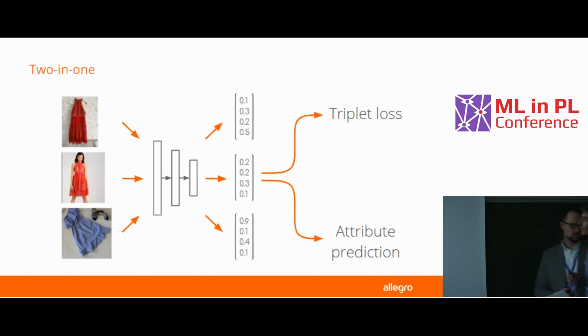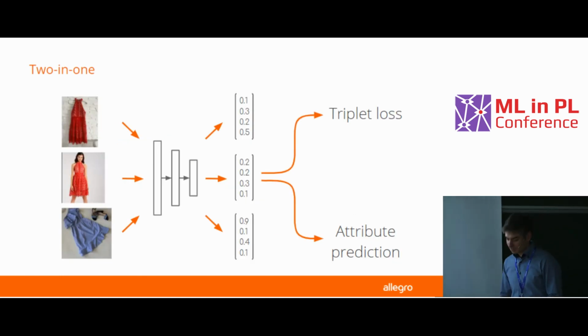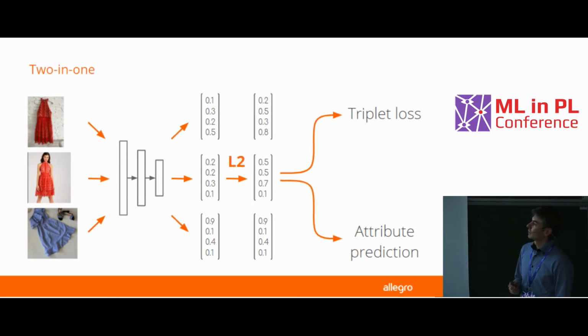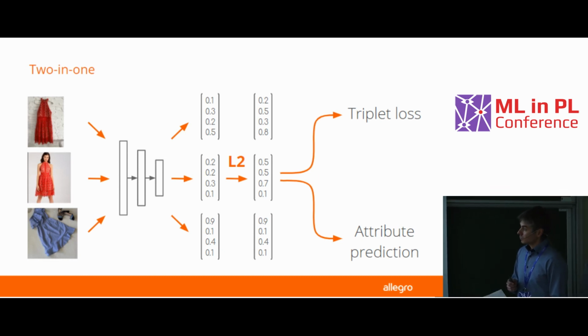Okay, but look again at our model. What can be a problem here? What we did, and didn't mention earlier, is an L2 normalization of our embeddings before triplet loss. And while this normalization works pretty well with triplet loss, it turns out that it's not appropriate for classification, so for attribute prediction.